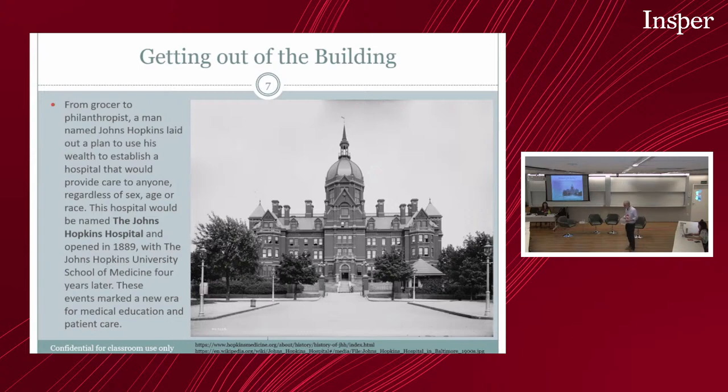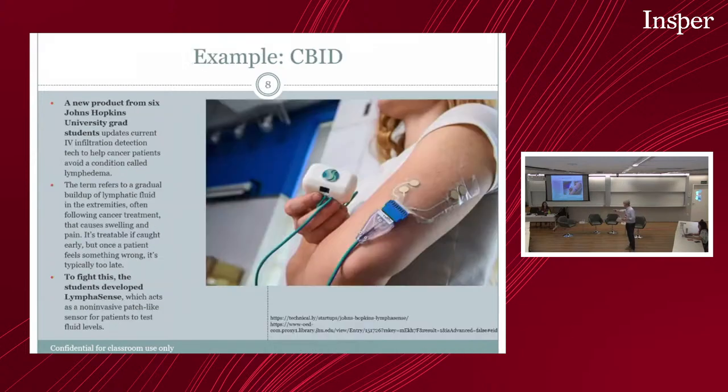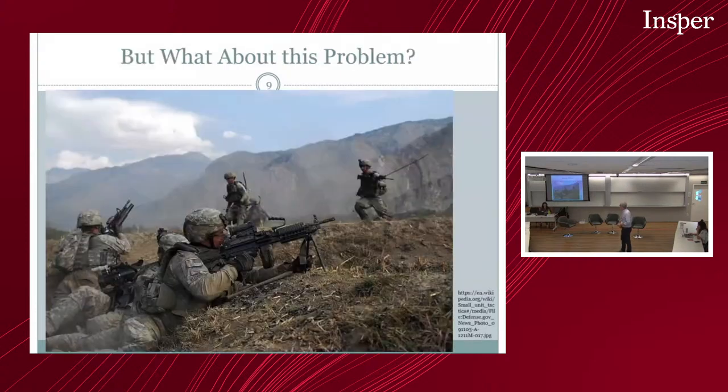Pick the best ones, okay, and then form the teams around them. So here's an example, okay, of the graduate level teams. They create little startups around it, and they try to commercialize their inventions. But the idea still is always get out of the building, work with physicians, work with people who are facing real problems.